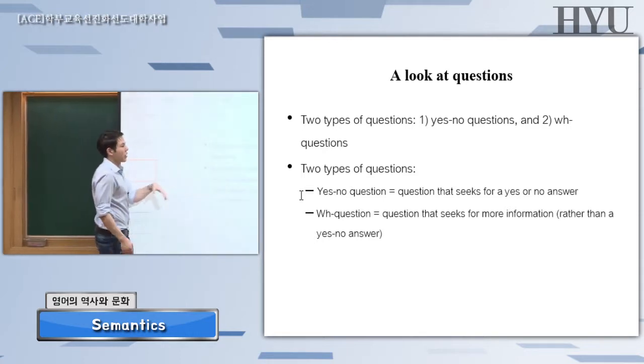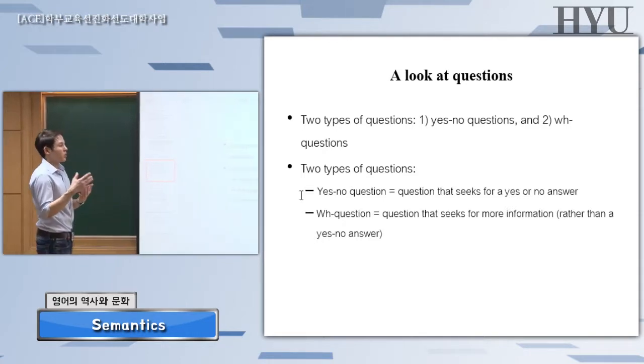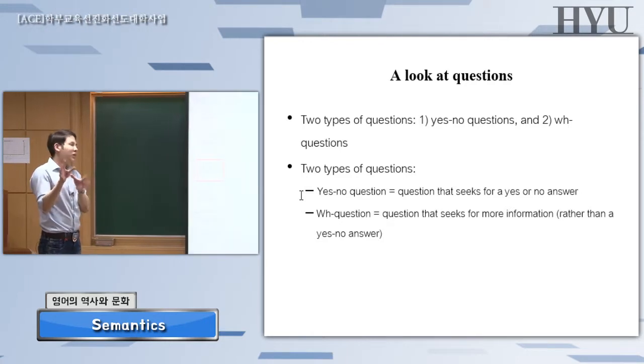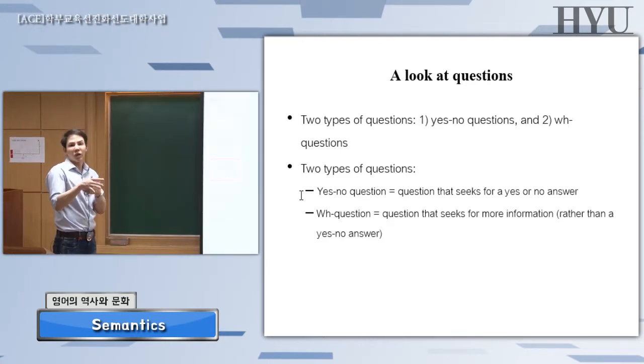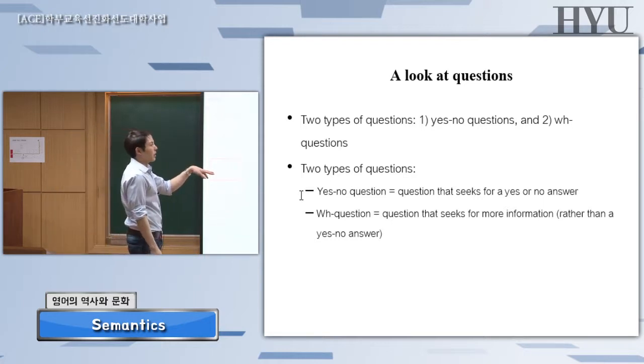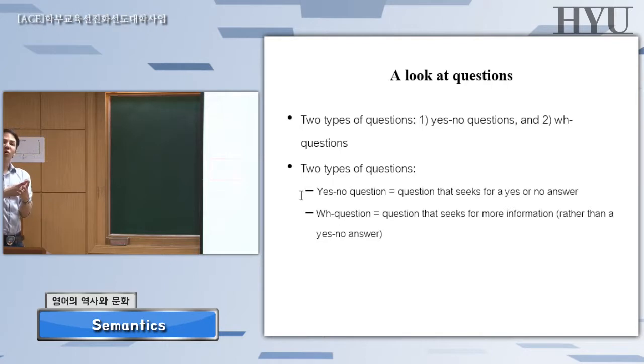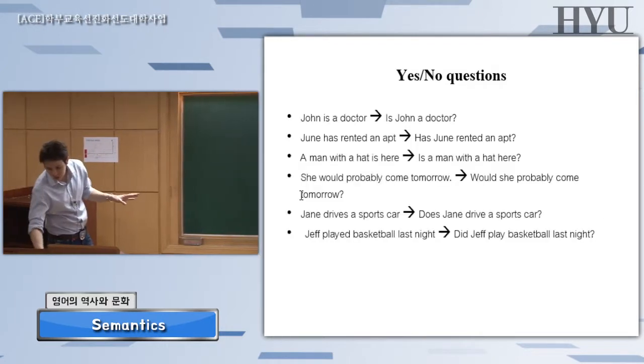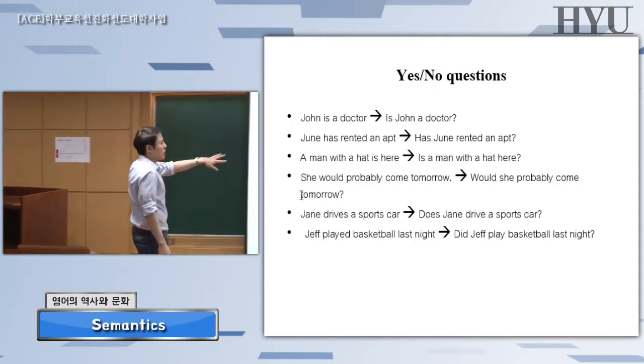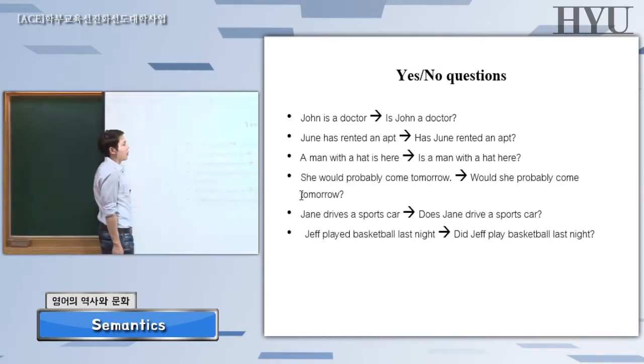Yes, no questions are questions that seek a yes or no answer, right? So the listener is supposed to answer with a yes or a no, confirming or denying. But WH questions ask for more information, like who, which, when, why. Okay, so you guys know this already. So we'll look first at yes, no questions, right?